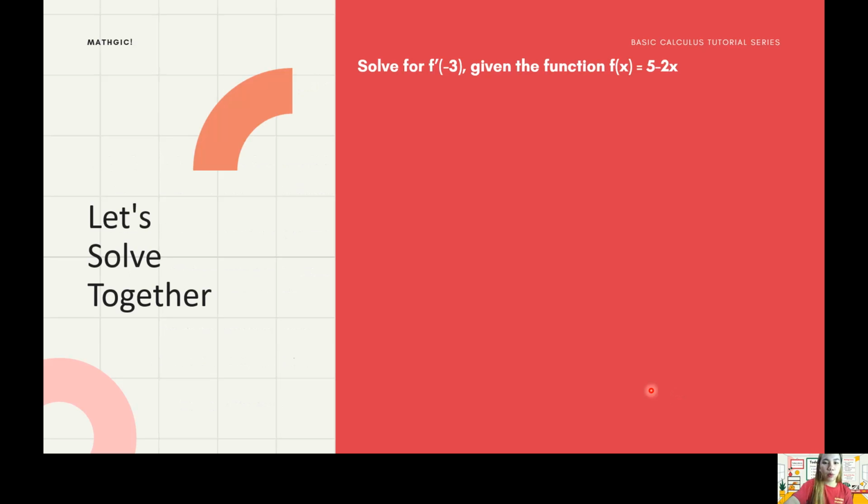Next example, we have to solve for f prime of negative 3, given the function f of x equals 5 minus 2x. We're gonna solve this using the derivative by definition, which is f prime of x equals the limit of f of x plus h minus f of x all over h as h approaches 0. We have to substitute the value of x into the equation, which is 5 minus 2x.